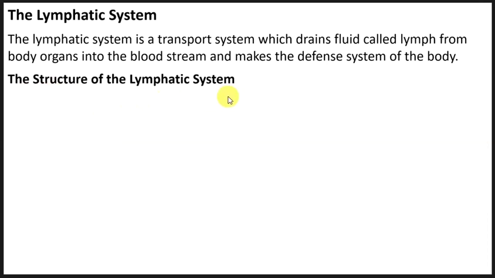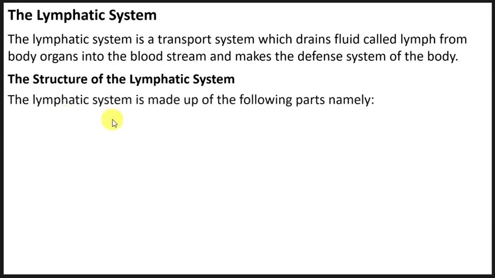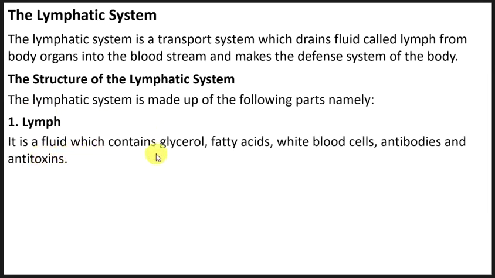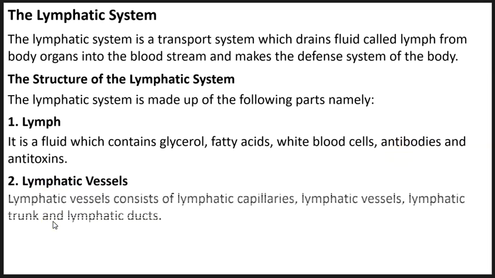Now we are looking at the structure of the lymphatic system. What you should know, guys, is that the lymphatic system is made up of the following parts, namely lymph. So what is lymph? It is a fluid which contains glycerol, fatty acids, white blood cells, antibodies, and antitoxins. Then two, lymphatic vessels. So what are lymphatic vessels? They consist of lymphatic capillaries, lymphatic vessels, lymphatic trunks, and then lymphatic ducts.